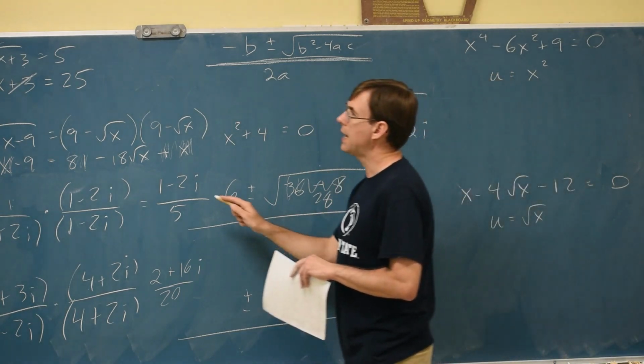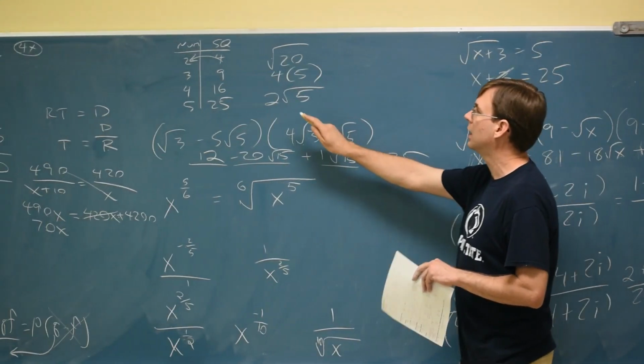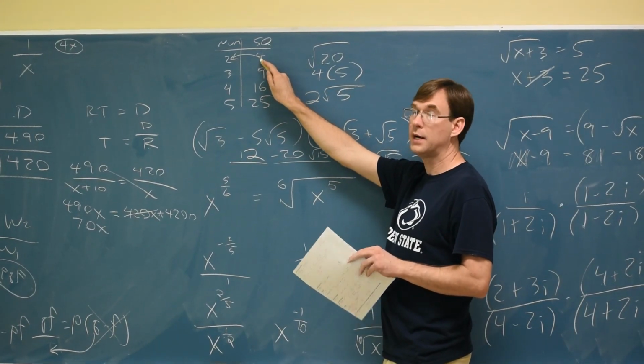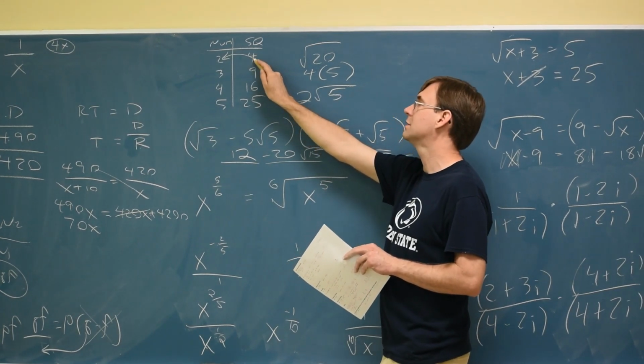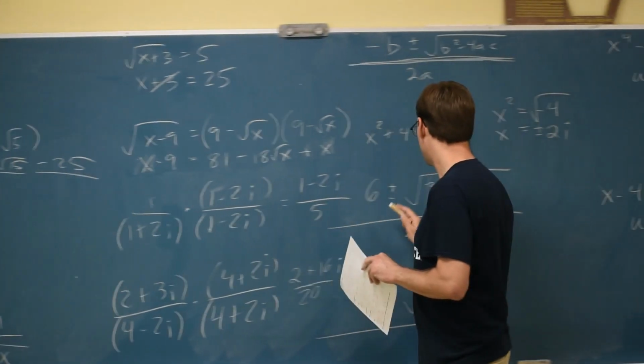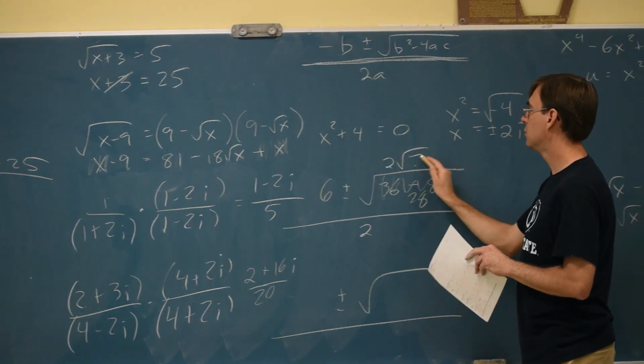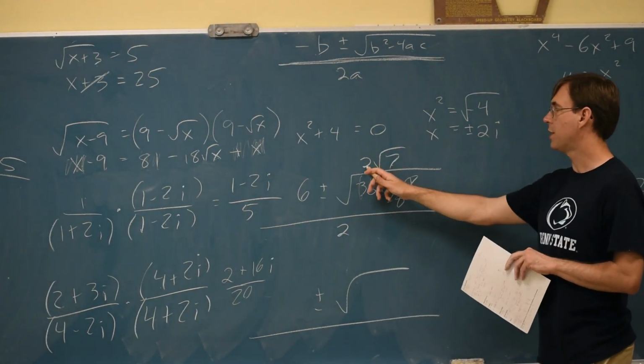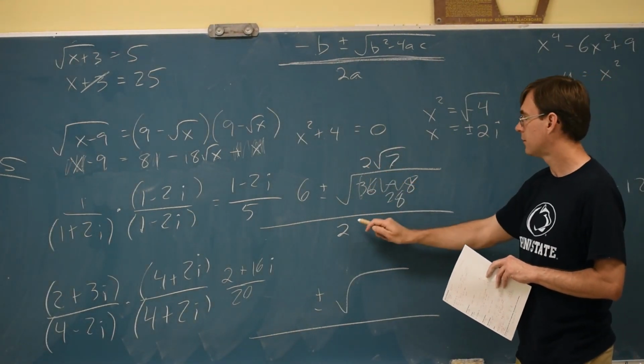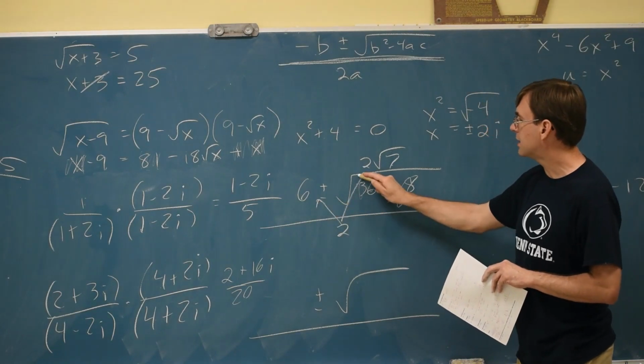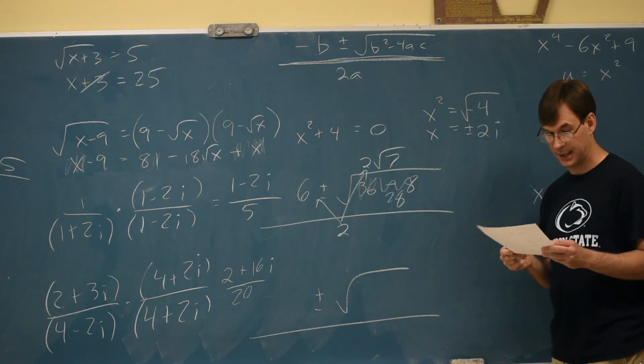Square root of 28, I would stroll over here and realize that 4 goes into 28 and can help us. 4 goes into that 7 times. So this should be 2 root 7. The 4 turns into a 2 when we root it. And then the 2 would like to divide into both of those numbers, and it does.